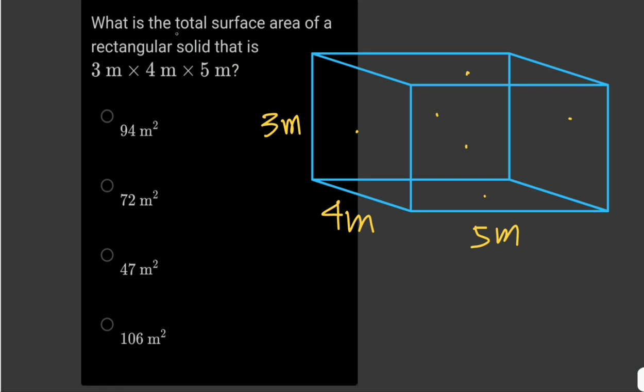And to solve for the total surface area of this solid, we need to get the surface area of each of the sides or the faces and then add them up. So let's dissect this. We have top and bottom, so this one and this one. So for the top and bottom faces or surfaces, of course, it is a rectangular surface.